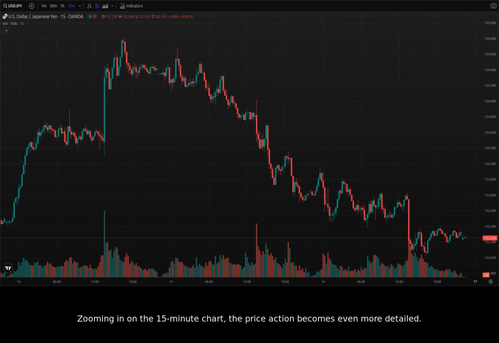Zooming in on the 15-minute chart, the price action becomes even more detailed. We're observing frequent fluctuations in the short term. However, we also see that price consolidations tend to occur around support and resistance levels. The frequency of such fluctuations shows the volatility of this pair in the short term.